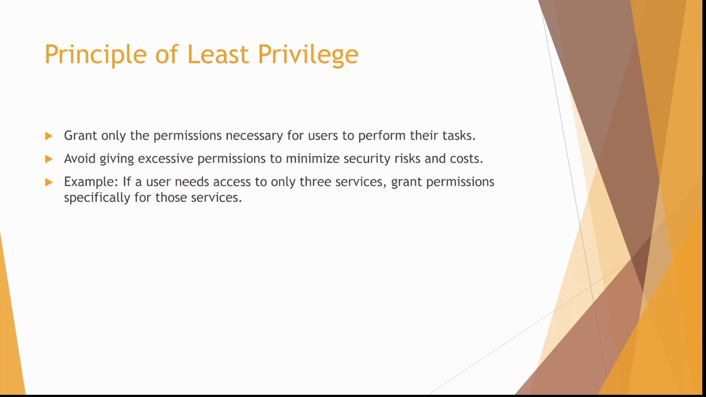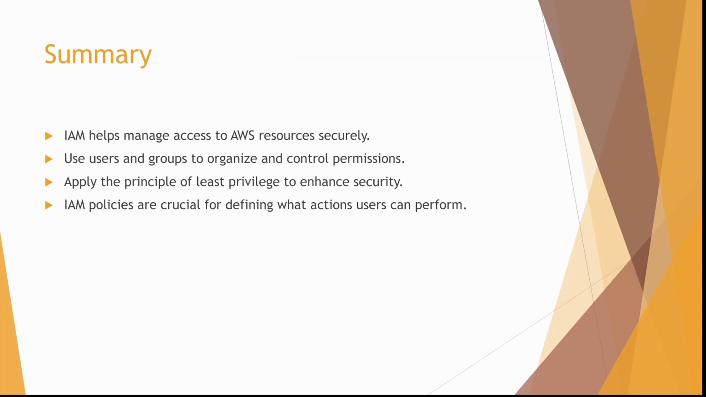One of the key principles in AWS IAM is the principle of least privilege. This means granting users only the permissions they need to perform their tasks, no more. By applying this principle, we minimize security risk and avoid unnecessary cost. For instance, if a user only needs to access three services, we create a policy that grants permissions specifically for those services and nothing else. This ensures that users can do their jobs without having unnecessary access to other resources.